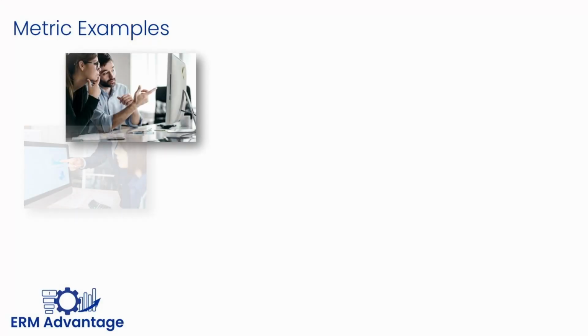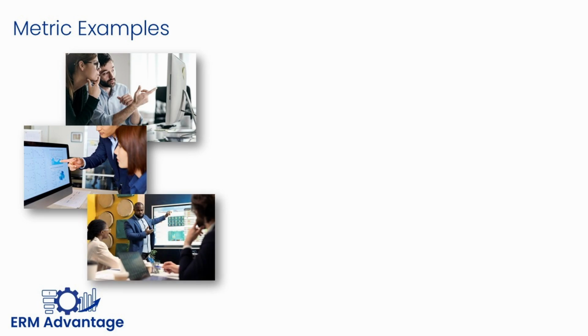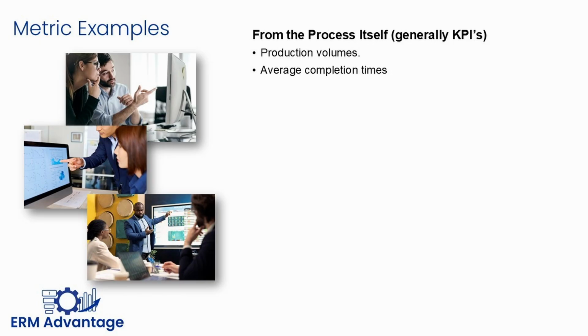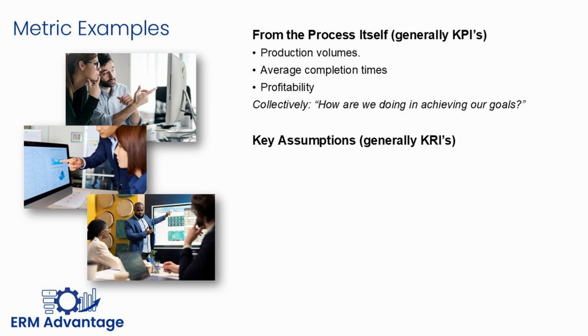So let's just consider some metrics that are fairly common to operations. In terms of the process itself, monitoring could include production volumes, average completion times, profitability measures. Collectively, how are we doing in achieving our goals? Next, metrics tied to key assumptions for risk perspectives that are based on assumptions such as no process changes will be introduced. That assumption being challenged could mean something.